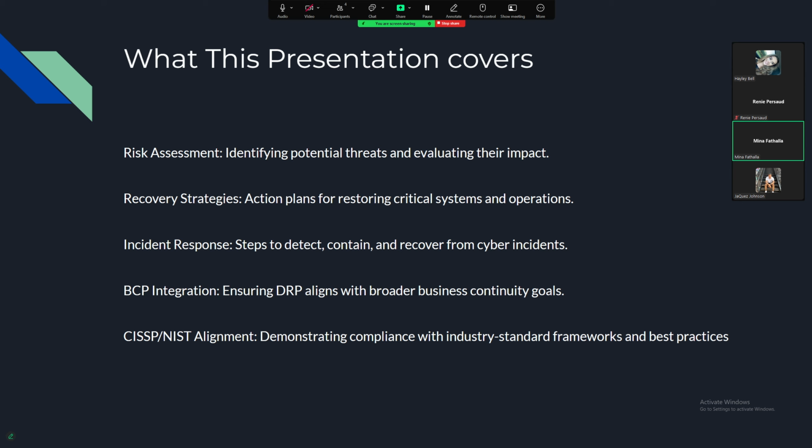So this presentation itself will cover a couple of main things. The main important ones are risk assessment, so we can identify any problems and threats during the evaluation process. Recovery strategy, which gives us action plans for restoring any critical systems and operations. Incident response, which is a step-by-step process to detect, contain, and recover from any cyber incidents. The BCP integration, which ensures the DRP aligns with the business continuity goals, and CISSP or NIST alignment. This demonstrates compliance with industry standard frameworks as well as best practices.